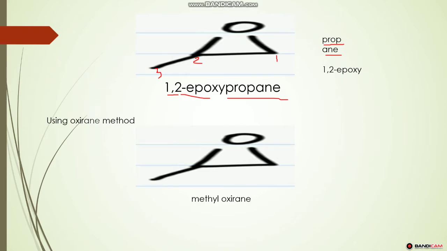Using the oxirane method, we need to identify the entire epoxide as a parent chain and simply call it oxirane. Since we have a methyl substituent, here we simply put the word methyl in front of the oxirane. Since we only have one option to connect the methyl to one of the carbons, we don't have to specify which one, and give a final name of methyl oxirane.